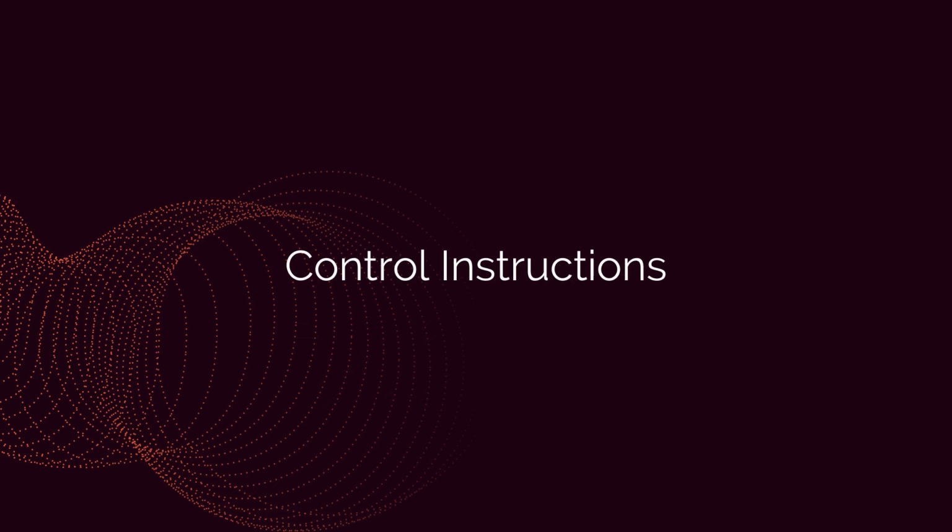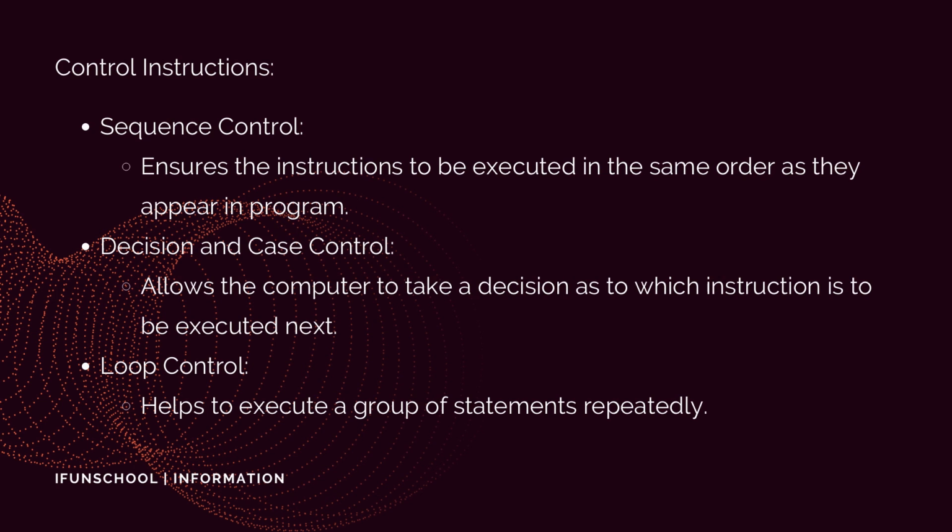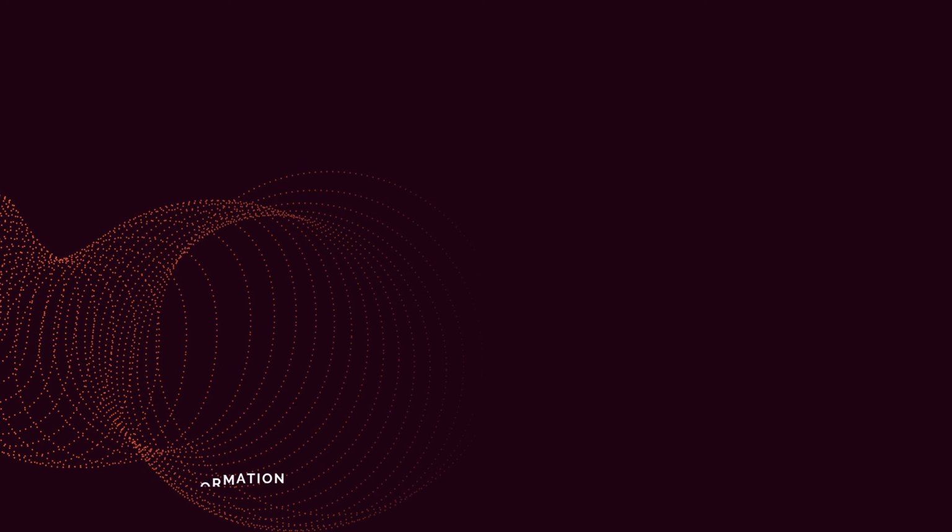Time for the last instruction, that is control instruction. There are 4 types of control instructions. First one is sequence control. It ensures the instructions are executed in the same order as they appear in the program. Decision and case control instructions allow the computer to take a decision as to which instruction is to be executed next. Loop control helps to execute a group of statements repeatedly.